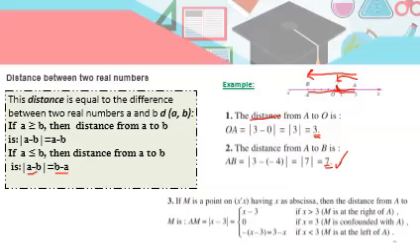Now, suppose I have a point M. I don't know where it's located, but what I know is that the distance from A to M is absolute x minus 3. So, if x is greater than 3, then the distance is x minus 3. If x is equal to 3, then M is confounded with 0. But if x is less than 3, you have to flip it like this.